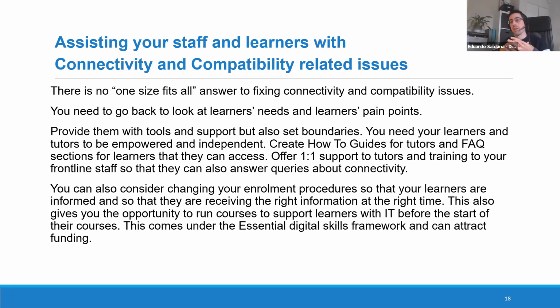You can also consider changing your enrollment procedures. Just think about the learner journey instead of what you can do with the resources that you have at the moment. Maybe you can use the same resources, but in a different way, in a way that your learners are informed and receiving the right information at the right time. By this, I mean, at the point of enrollment, are they being told this is what you need? If you don't have an internet connection at home, you cannot do an online course. If you're trying to access from a phone, that means it's going to be challenging for you. Can you get another device? Is it possible? What can we do to assist you?